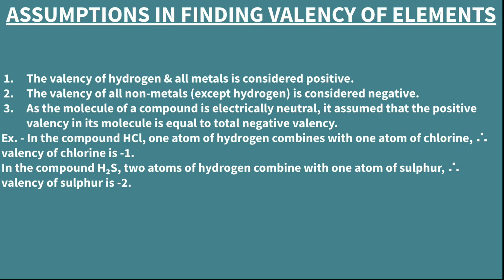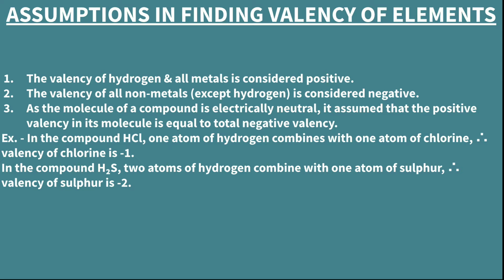In the compound H2S, two atoms of hydrogen combine with one atom of sulfur. So what happens? Two atoms of hydrogen, each is +1 and +1, that is +2. The sulfur has the valency of -2. That equalizes the two atoms of hydrogen having +1 and +1 valencies. So +2, and here it is -2. So electrically it becomes neutral when it is considered as a whole compound, one molecule of the whole compound, that is H2S.